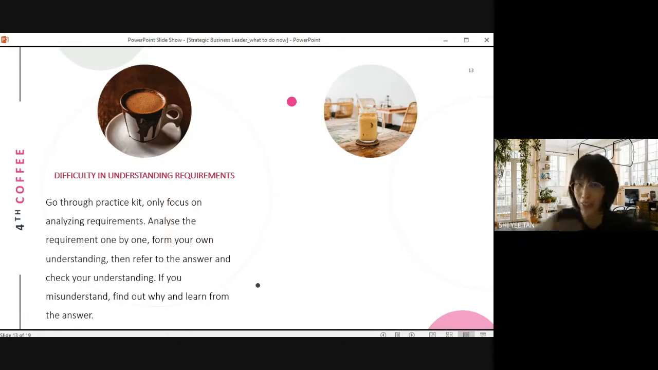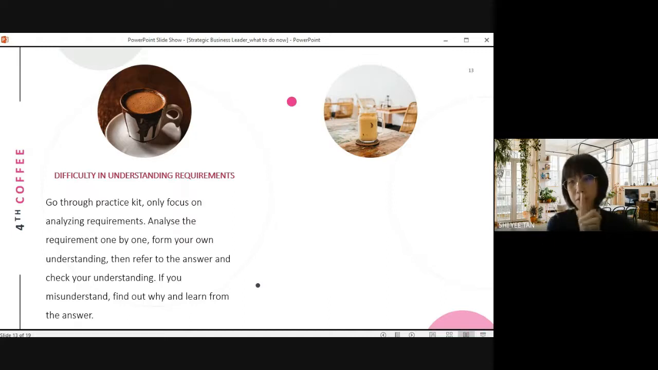Then only you check your understanding with the answer and see whether you analyzed it correctly. If you misunderstand, find out why, and learn from the answer. If you misunderstand, don't think that, oh, I'm not going to pass SBL. No, everyone needs to go through the practice stage. You are practicing, you are not in the exam. Luckily, we are in the practice, so we can correct our weakness. So you check the answer and see where is the difference, where is the gap. We try to close the gap.